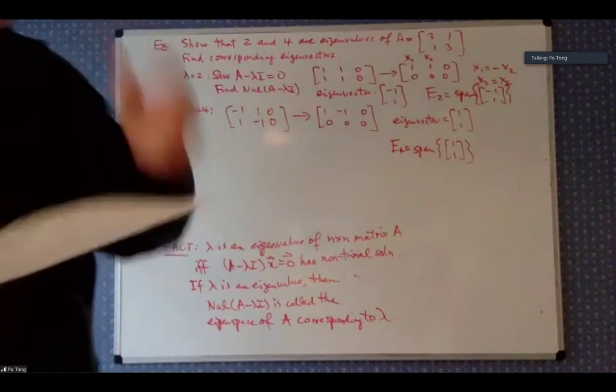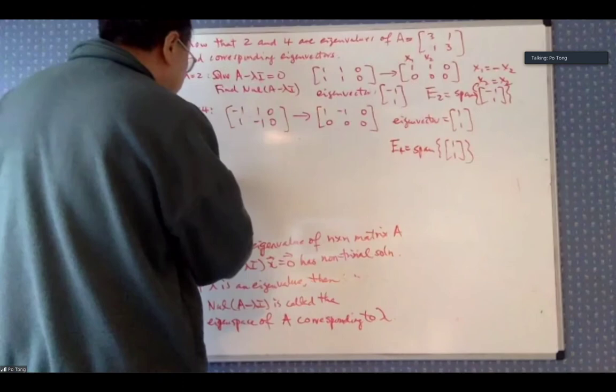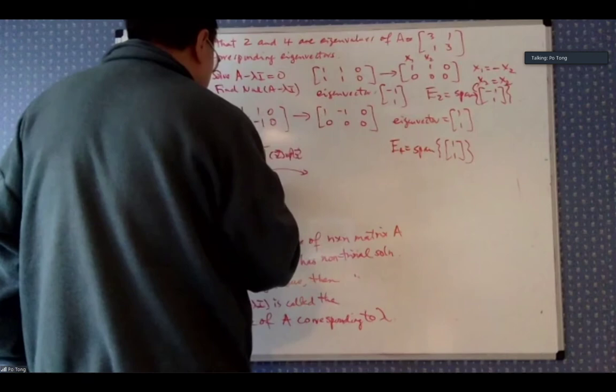So basically, what happened for this guy is this matrix as a transformation. This is transformation T, Tx equals Ax. What does it do to this unit circle?